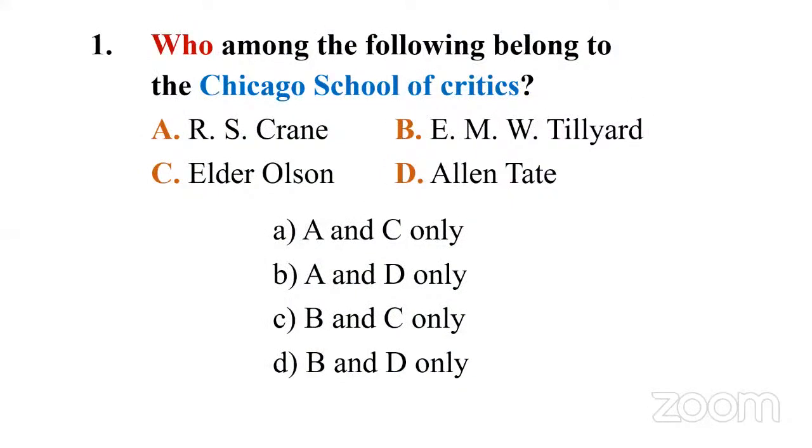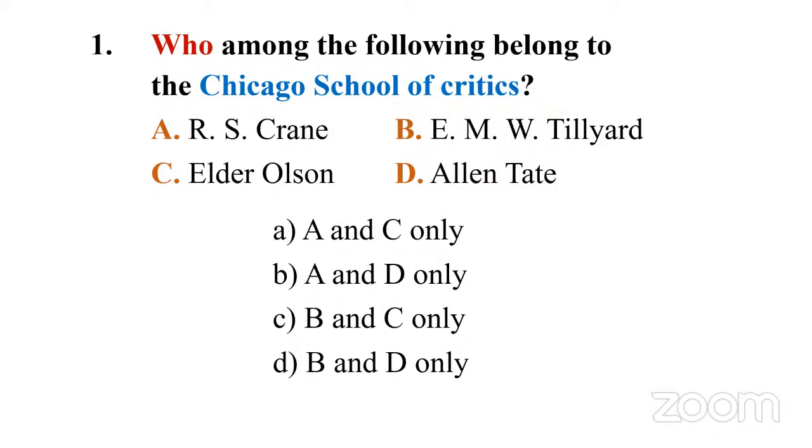Who among the following belong to the Chicago School of Critics? And we are given 4 critics here. We have A, R.S. Crane. B, another critic, E.M.W. Tillyard. Then C, we have Elder Olson. D, Alan Tate. Now we have options.